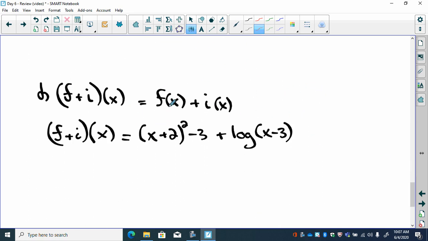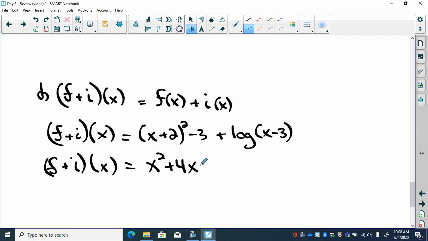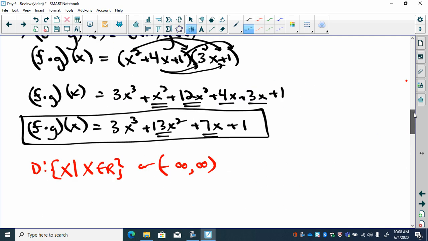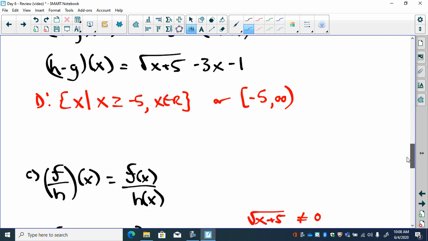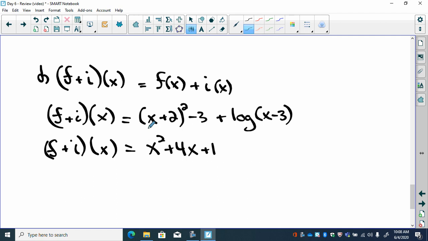And finally, f of x and i of x. I could have used the x squared plus 4x plus 1, and I would accept either of these. That's that expanded. You go back up here, x squared plus 4x plus 1, there it is. Now remember, that has a domain, x belongs to the real numbers. The domain of i of x was x greater than 3. So what's common to both of those?